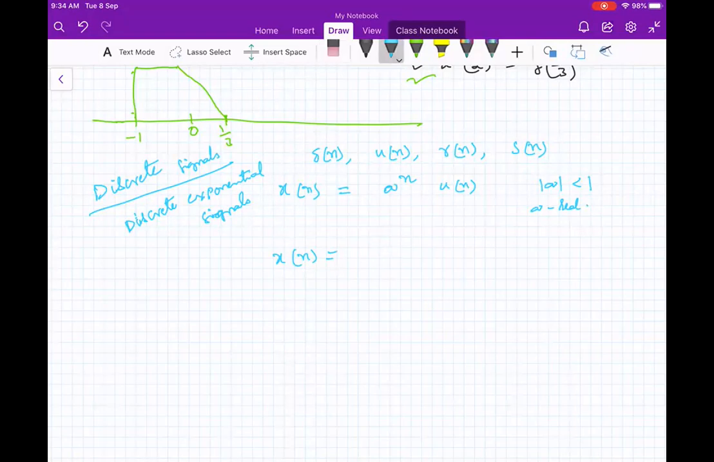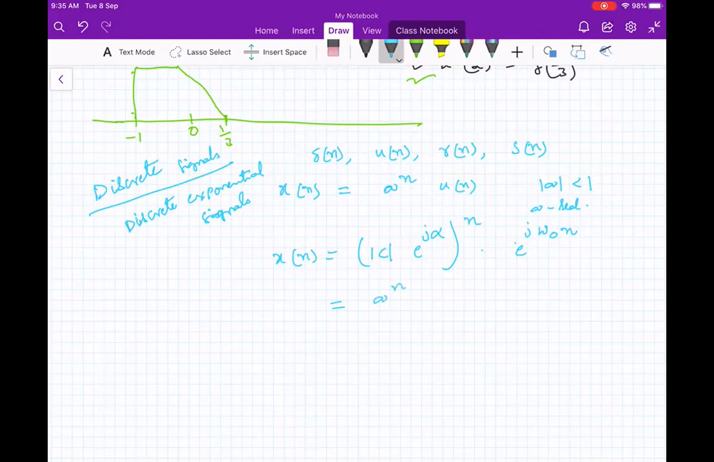So I can write it as mod c e power j alpha, let this be a complex number. So I can keep the whole power n into e power j omega naught n. This is a complex exponential signal. Is it fine or not? We can write this in different ways. This mod c itself you can consider as a power n.